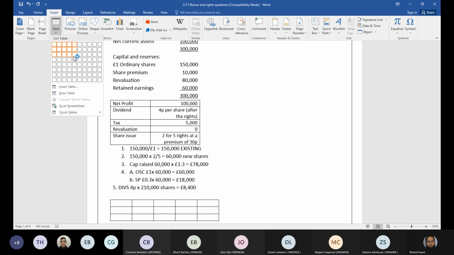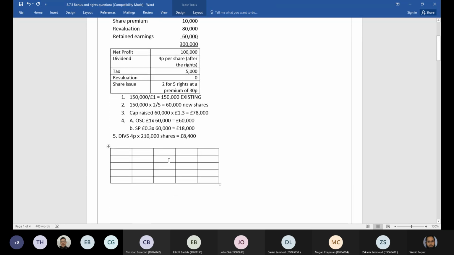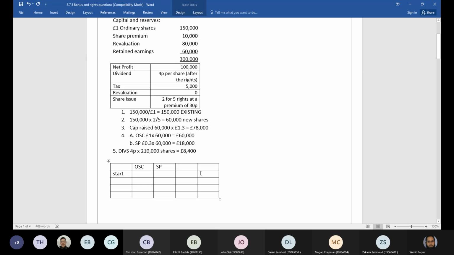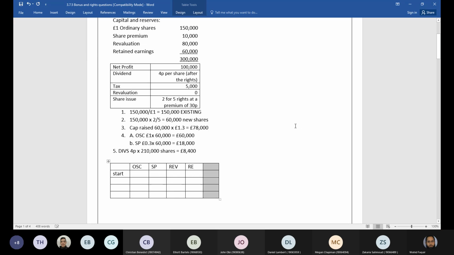I might have to amend this as we go along. Might not need that many rows and columns. Let's just do this. So we have a start position. We have ordinary share capital, share premium. Let's just look at the original one. We have revaluation, we have retained earnings. Insert to the right, and we have the checking tool, the total. There. Start position, we just take those figures given in the question, 150.